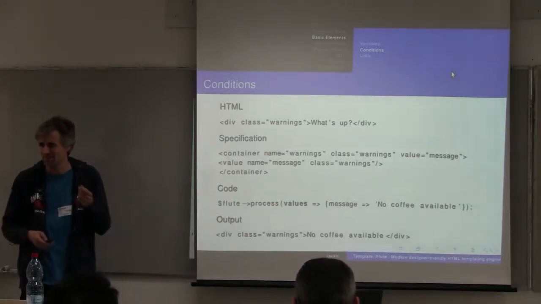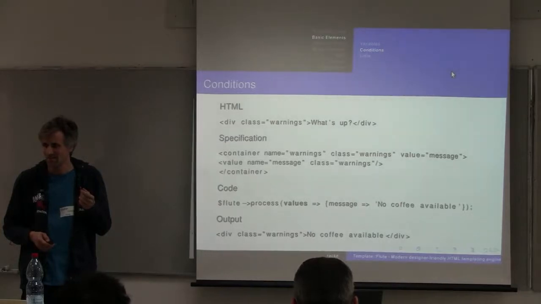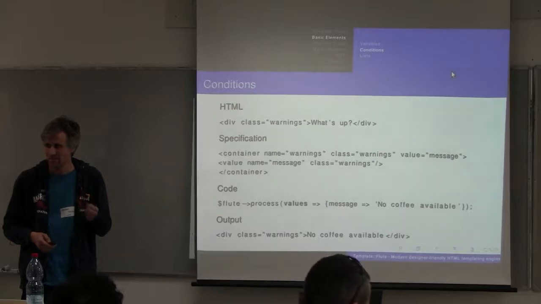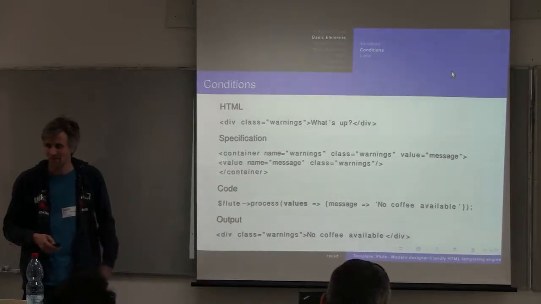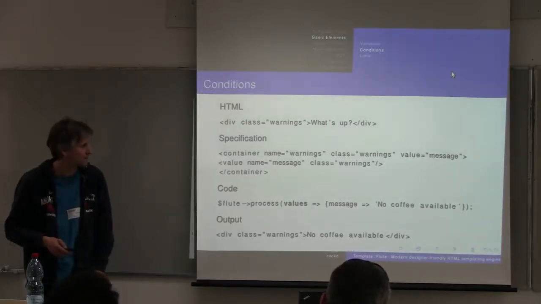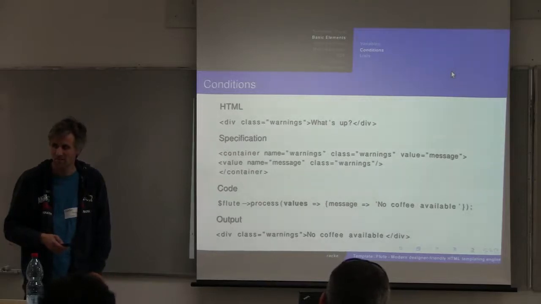I'm not quite sure. I wasn't sure where in the Flute process that is processing this list of messages, how does it know what container the message is a part of? Like it says, okay, there's this message here. And how does it match that up to the specification knowing that the container is warning? Is that part of the Flute instance? Is that a Flute instance on warning? Or is it somewhere else in the process?